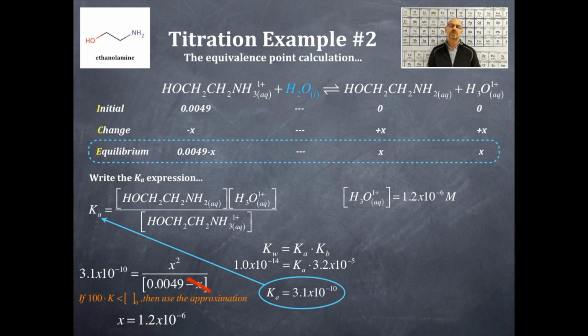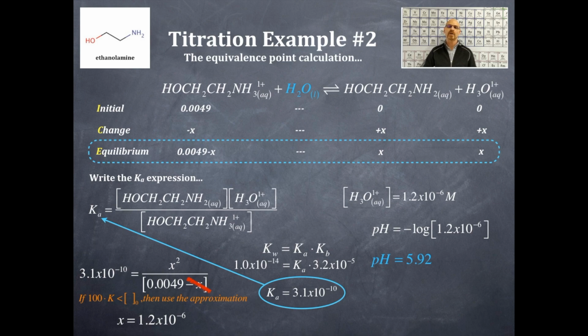Okay, now I'm trying to solve for the pH here. So how do I get the pH from the hydronium ion concentration? I'm going to take the negative log of this value. The pH is equal to the negative log of the hydronium ion concentration. And that pH is going to equal 5.92.